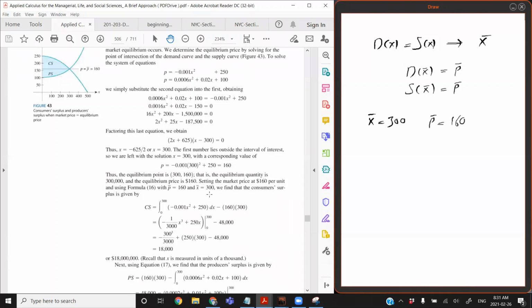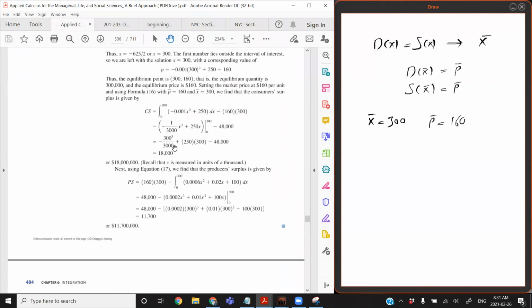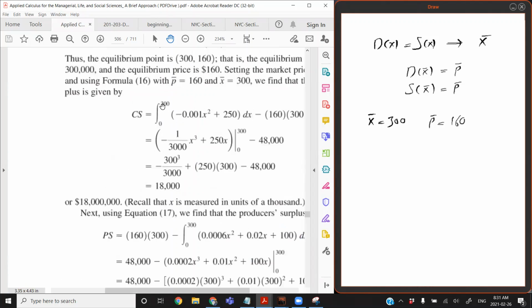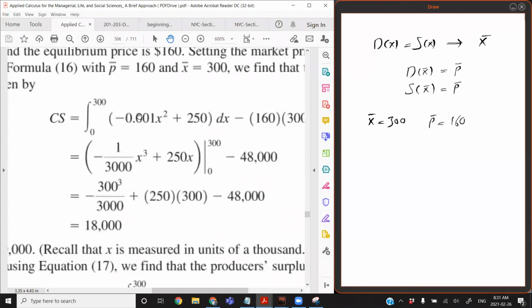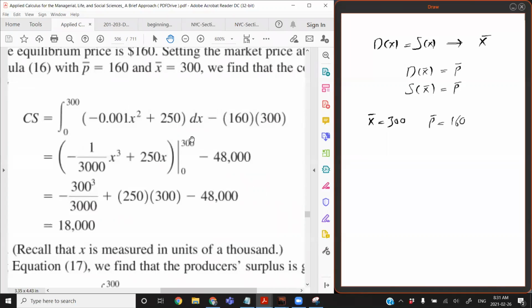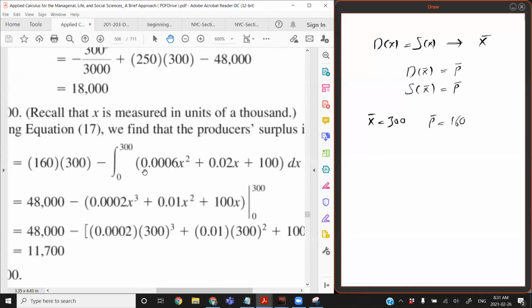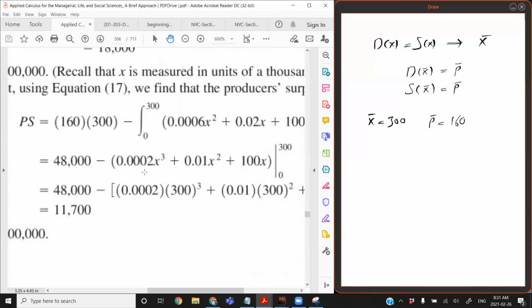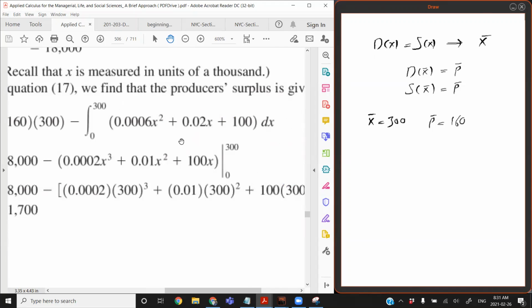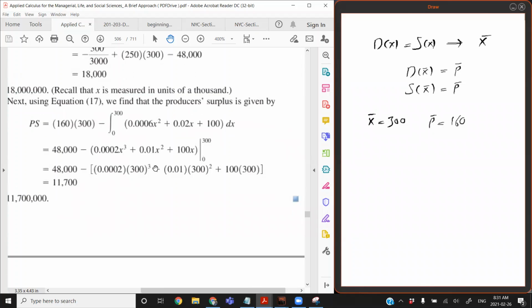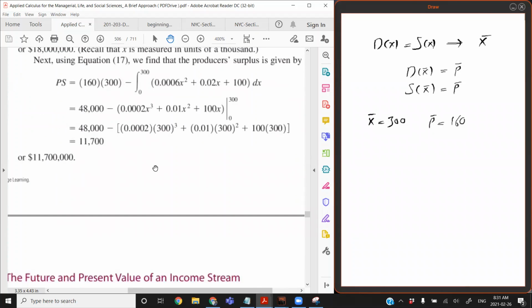Okay, and then you just plug values into formulas. For the consumer surplus, it's going to be the integral from 0 to X bar of D of X dx minus the product of P bar and X bar. And for the producer's surplus, it's going to be the product of X bar and P bar, minus the integral from 0 to X bar of S of X dx. So you calculate these, and that will give you the answer.